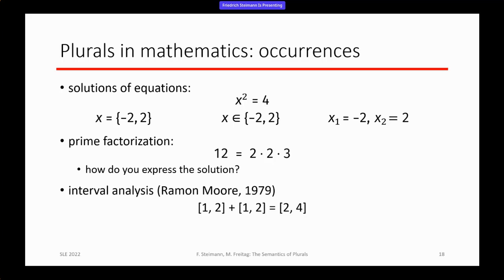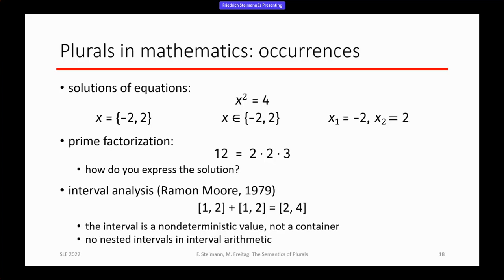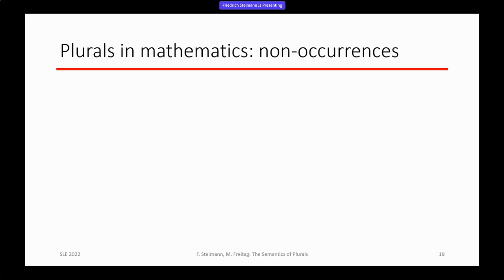And we know, because of the continuity of addition, that this is the monotonicity, that the result must be within there. But you don't actually add intervals. It's just you add very many numbers. You add plurals. So it's not really a container. And one way of finding out that it's not a container is that you cannot nest intervals. You can nest sets. That's a very specific thing, the sets, that you can nest them. But for intervals, this does not make sense.